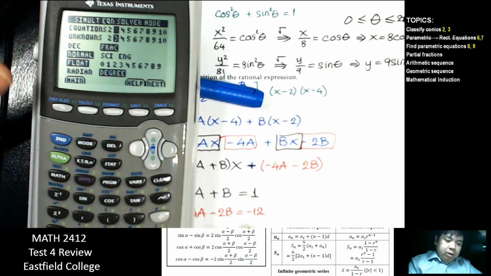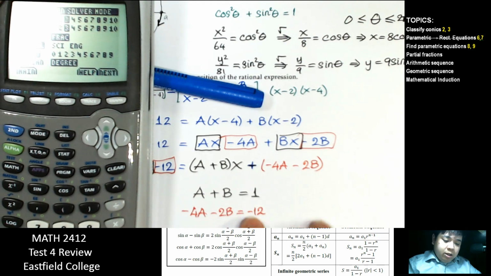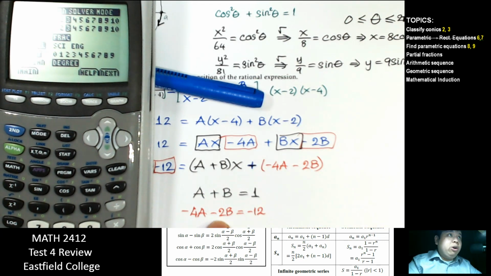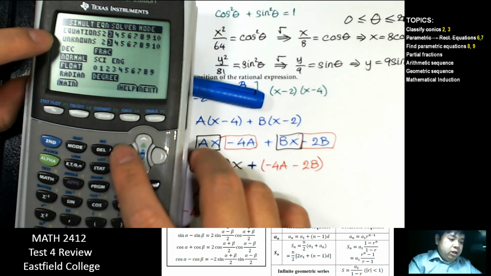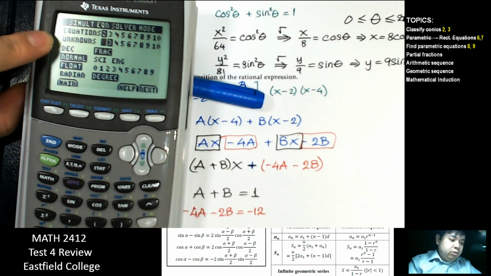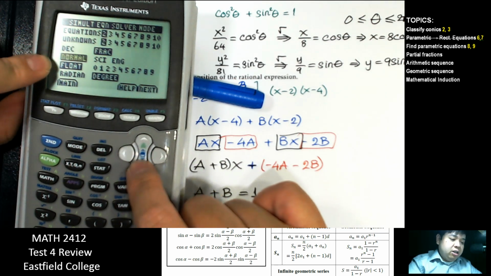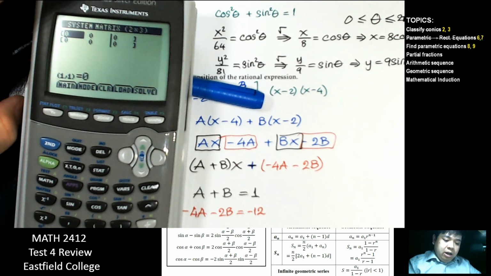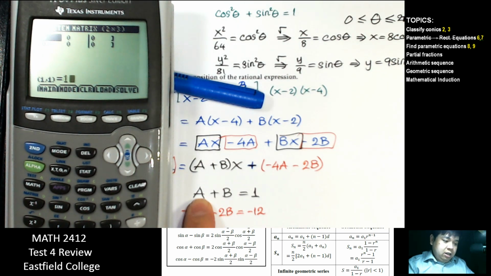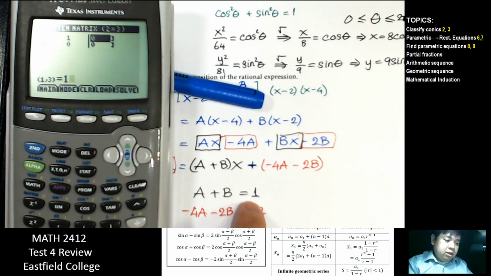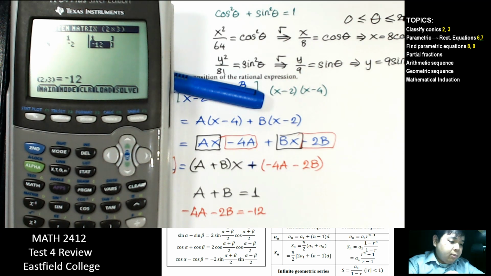Right, this we have two equations, two unknowns. Just give a fraction and go next. The coefficient is 1 for A, 1 for B, 1, and minus 4 for A, minus 2 for B, and minus 12. When we solve, we have 5 and minus 4.